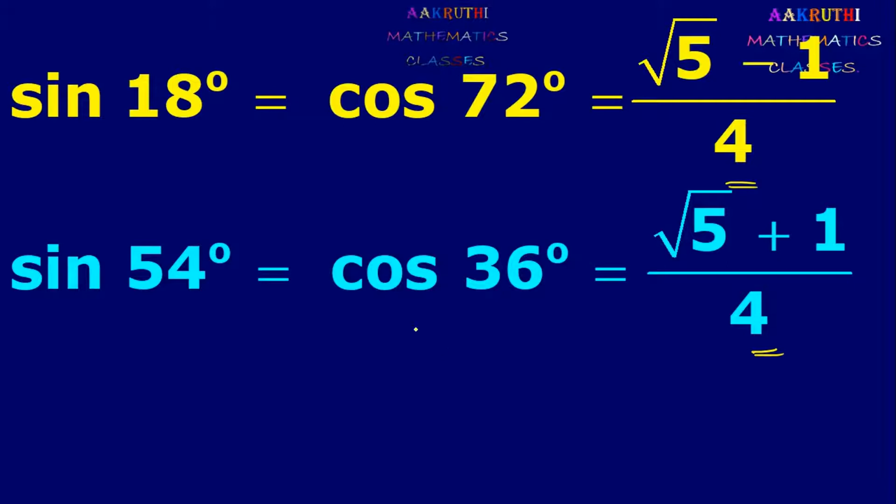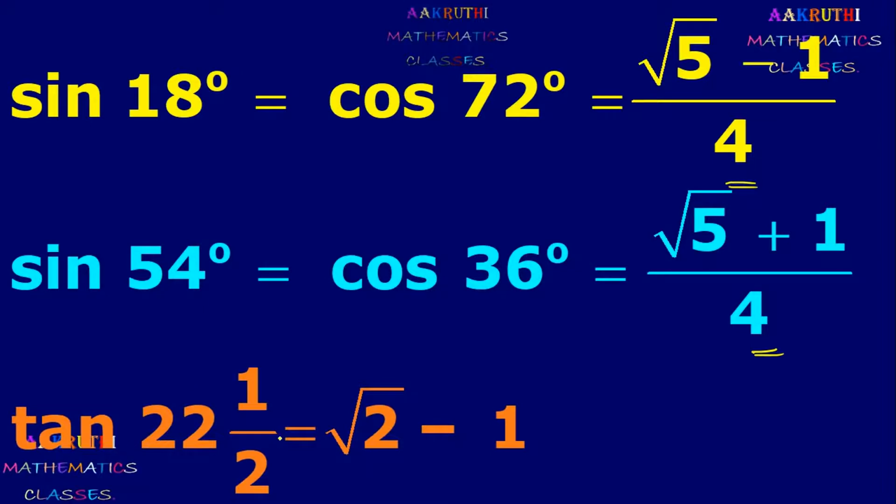So sin 54 degree equals cos 36 degree equals root 5 plus 1 divided by 4. Same type, tan 22 and a half degree equals root 2 minus 1. These are some important values for competitive exams.